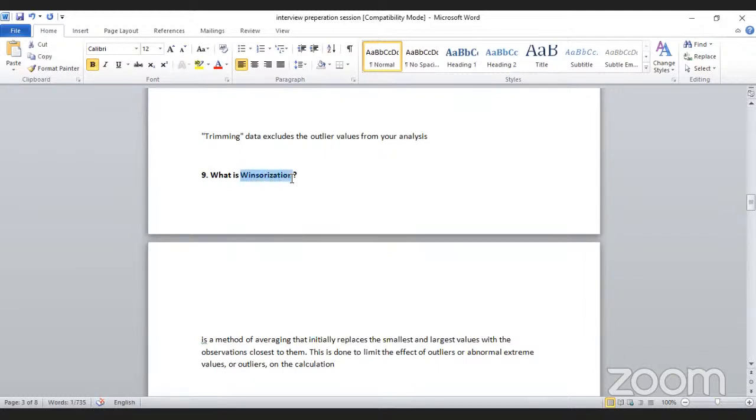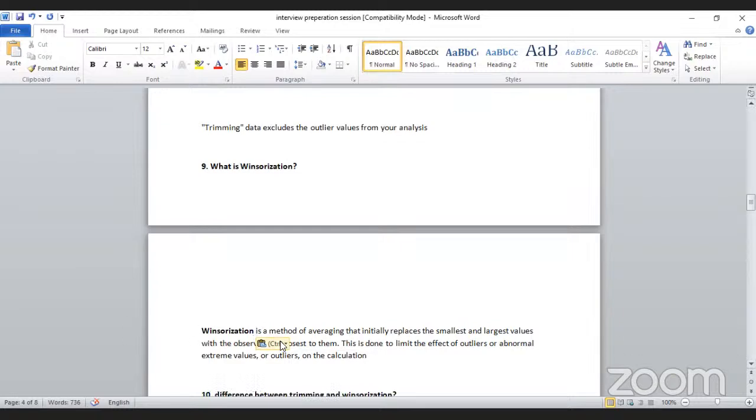Okay. So winsorization is a method of averaging that initially replaces the smallest and largest values that are outliers, right? With the observed values closest to them. Okay, so this is done to limit the effect of outliers or abnormal extreme values on the calculation. Okay.